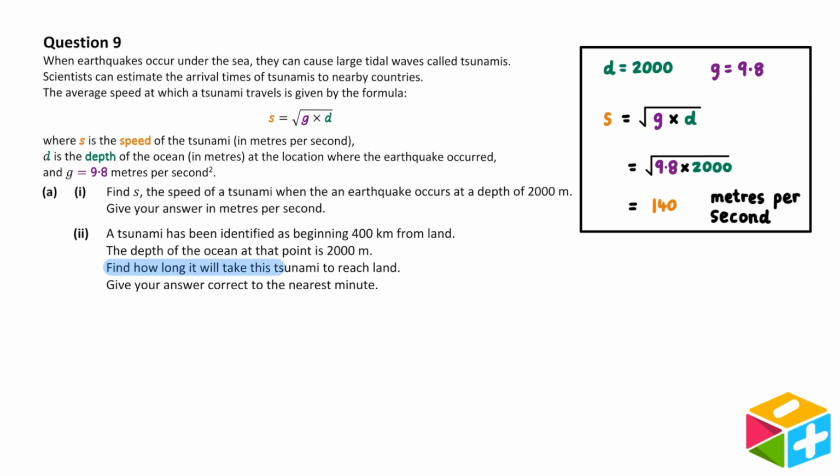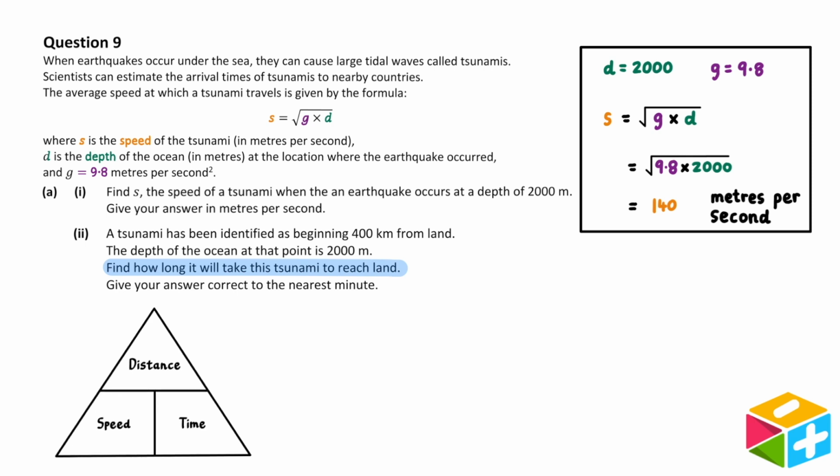We need to find the time it takes the tsunami to reach land. The distance, speed, time triangle is useful here. Whichever quantity we want to find, we cross this out and the triangle will tell us the formula to find it. We need to find the time. Crossing this out in our triangle leaves distance over speed. So our formula is time is equal to distance over speed.